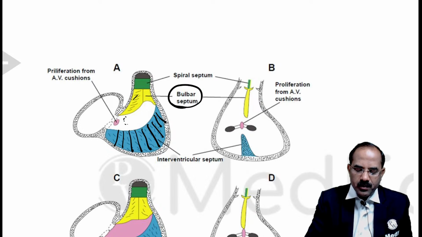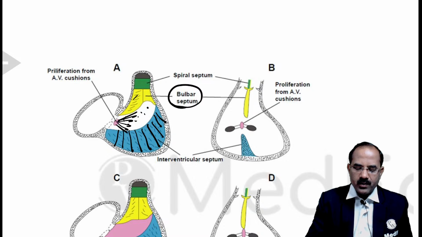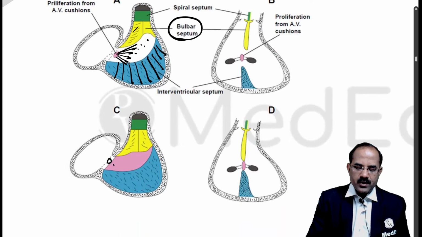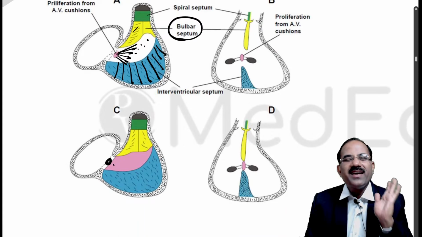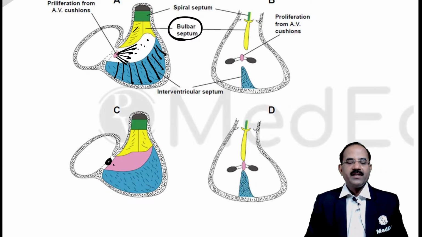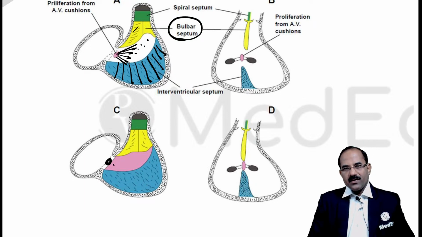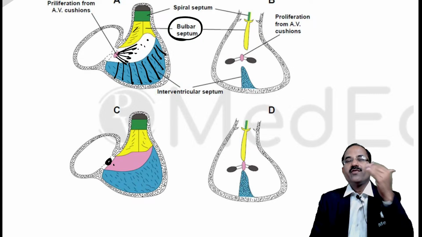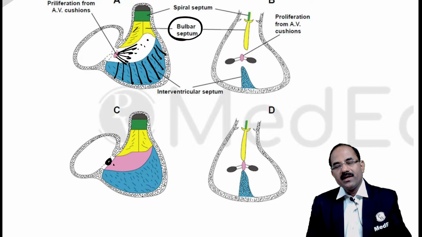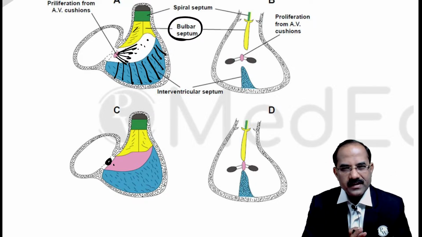And this part, ये जो part है ना, this part which is left, who's going to proliferate? The AV cushion is going to proliferate, and the AV cushion is going to fill this gap. So if the AV cushion is not there, there will be an interventricular septal defect. Fine, students. So if the AV cushion is not formed, there will be a defective atrial septum and a defective ventricular septum. It will be interventricular and interatrial septal defects. I hope this is clear.